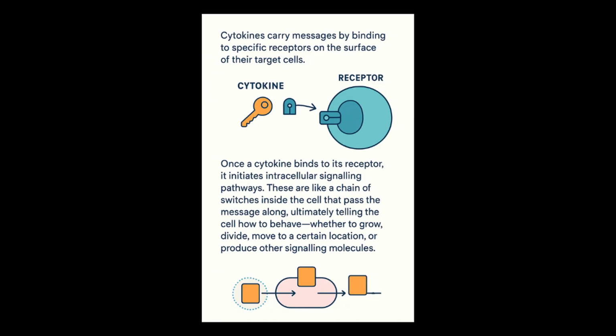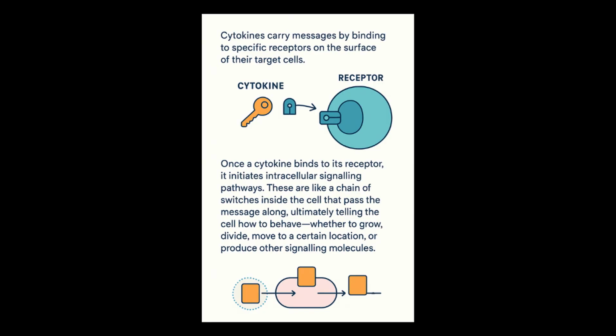So how do cytokines work? Cytokines carry messages by binding to specific receptors on the surface of their target cells. Think of a receptor like a lock and the cytokine as the key. Only the right key can open the lock and trigger a response. Once a cytokine binds to its receptor, it initiates intracellular signaling pathways. These are like a chain of switches inside cells that pass the message along, ultimately telling the cell how to behave, whether to grow, divide, move to a certain location, or produce other signaling molecules.